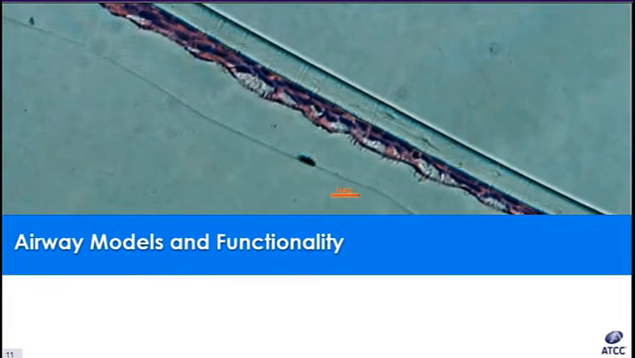I wanted to continue Kevin's discussion on ATCC's products with toxicology and talk about our work on fabricating and assessing the functionality of bronchial tracheal airway models.